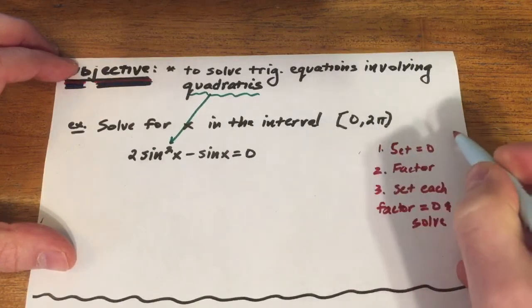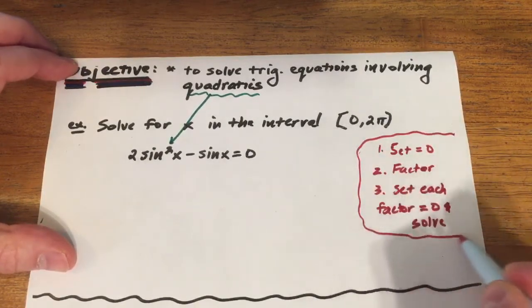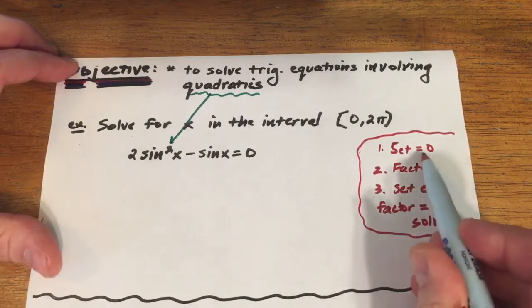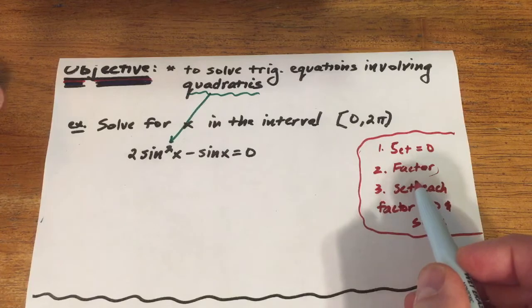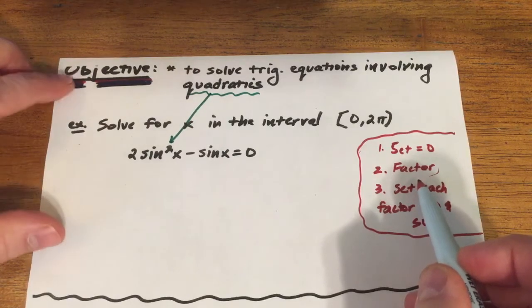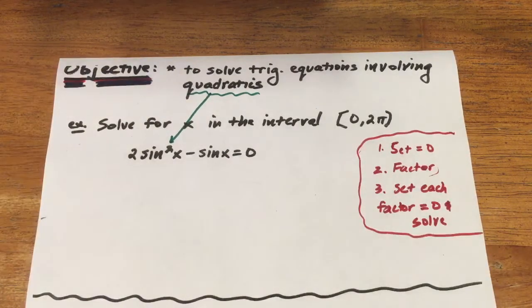Now, of course, the question pops up, what if the expression doesn't factor? Because sometimes factoring is not possible. Well, if it doesn't factor, then we need to use our quadratic formula. In our problems, that won't be a problem. Let's go ahead and take a look at this first example.